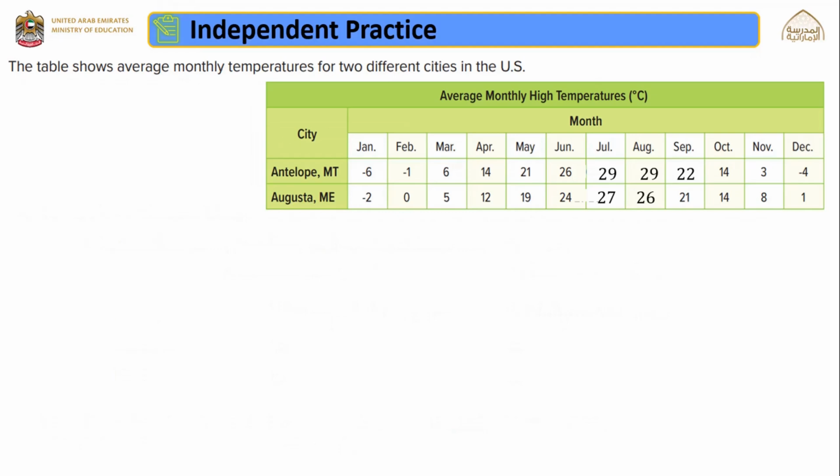Independent practice. The table shows average monthly temperatures for two different cities in the United States: Antelope, Montana, and Augusta, Maine. A. Which city has a greater range of temperature? The range is the difference between the highest value and the smallest value.